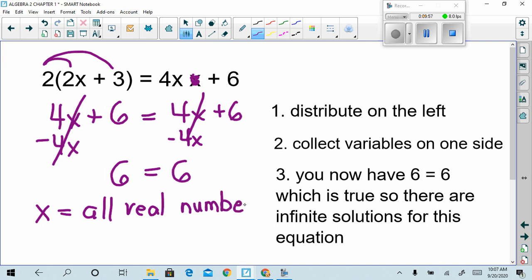Any number I put in here will make this equation true. So play this back if you need to. We'll review it in class today, and we'll do more examples.